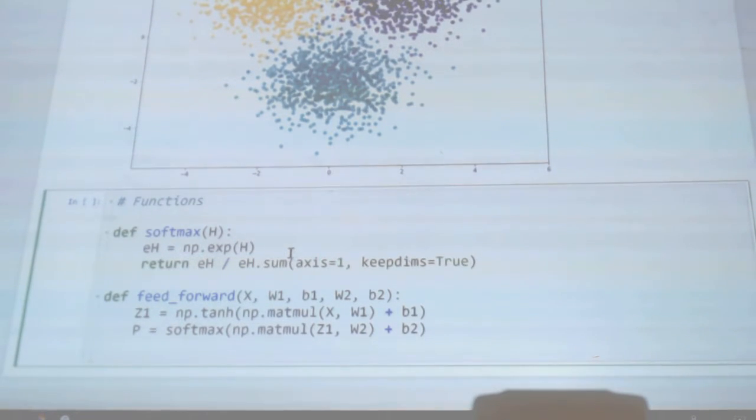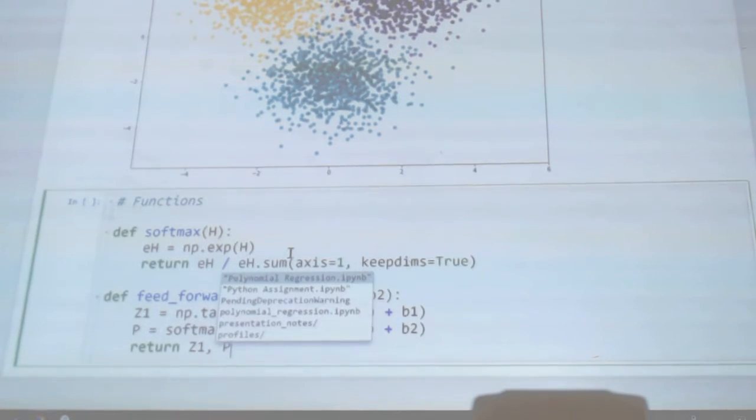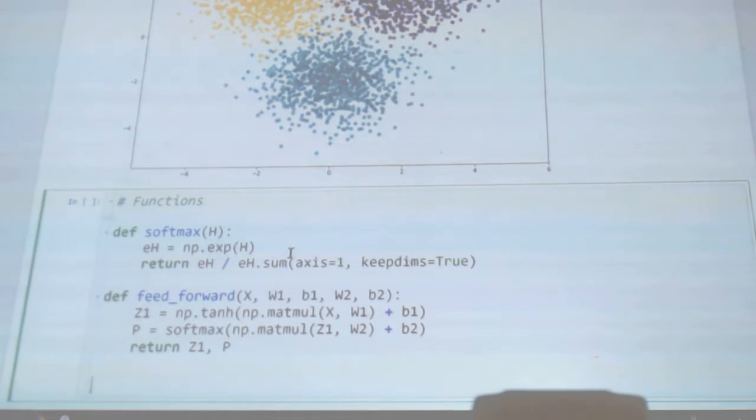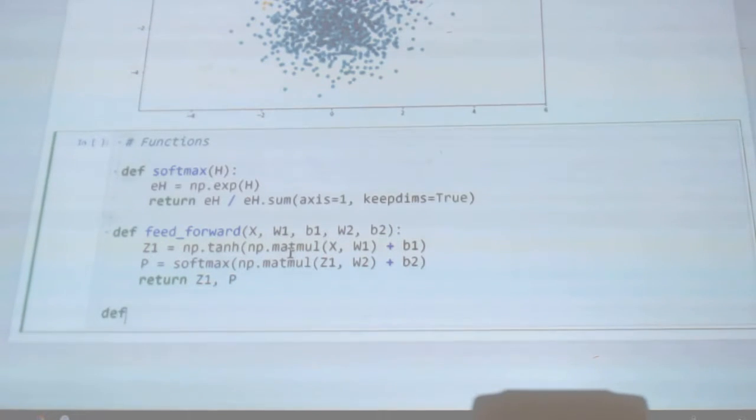Okay, and then we go ahead and return. Because I'm going to need the Z1 value to calculate my gradient, I'm going to have this returned as well. So it's going to return both the hidden layer value and the prediction value. Okay? Still just need the cross entropy.